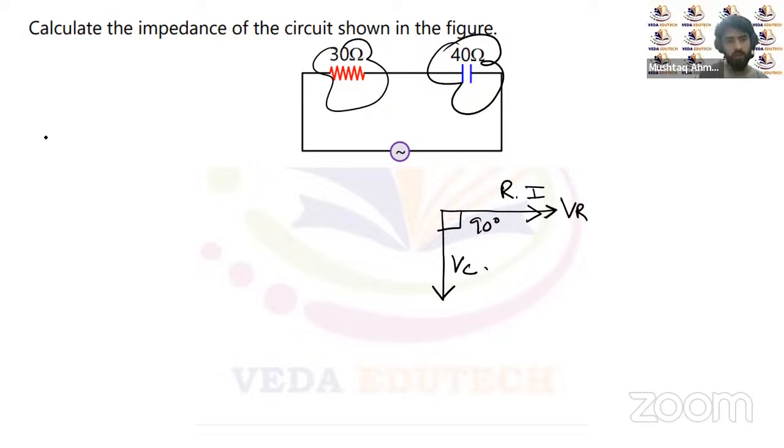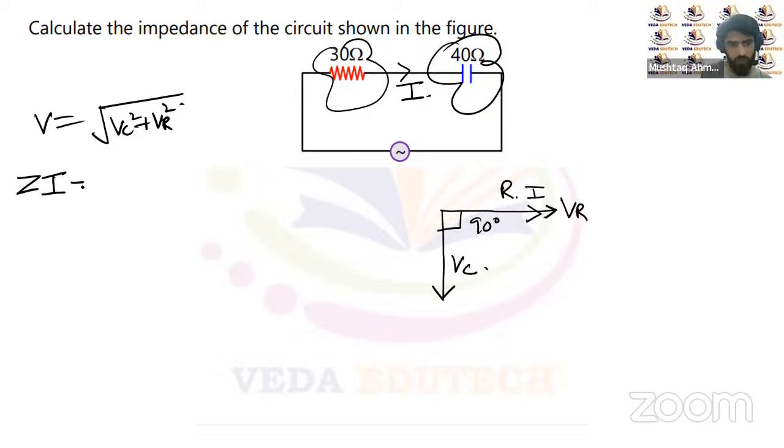So from here, the net voltage will be under root of VC square plus VR square. Now we know that they are in series, so the current will be the same, that will be I. The current I will be flowing through it. Now let's suppose the total impedance of this circuit is Z. So Z times I will be equal to V.